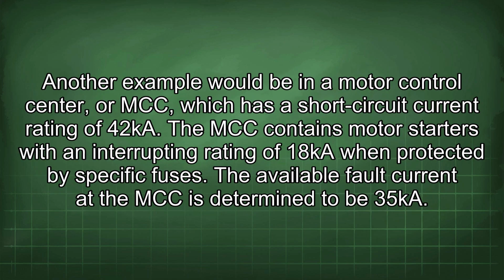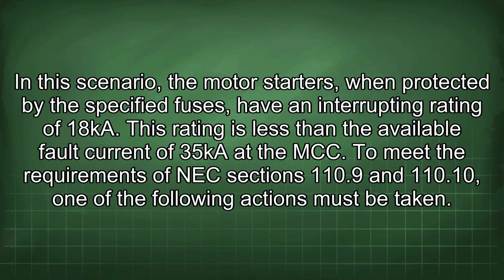Another example would be in a motor control center, or MCC, which has a short circuit current rating of 42K. The MCC contains motor starters with an interrupting rating of 18K when protected by specific fuses. The available fault current at the MCC is determined to be 35K. In this scenario, the motor starters, when protected by the specified fuses, have an interrupting rating of 18K. This rating is less than the available fault current of 35K at the MCC. To meet the requirements of NEC sections 110.9 and 110.10, one of the following actions must be taken.